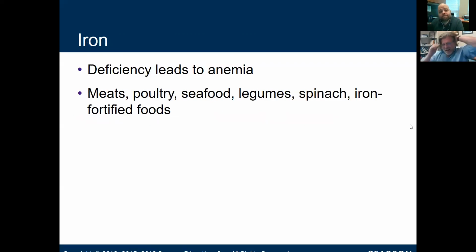Iron. If you don't have enough iron, you have anemia, which means you bleed easily. And so where do you get iron? Meats, particularly red meat, but also poultry and seafood. Green leafy vegetables like spinach. Legumes. You know what a legume is? A legume is a bean. Or a pea. Yeah, pea. And then you can get food that is iron fortified. So those are good sources of iron.